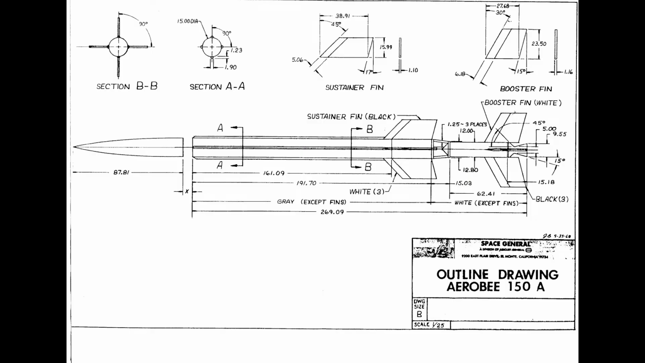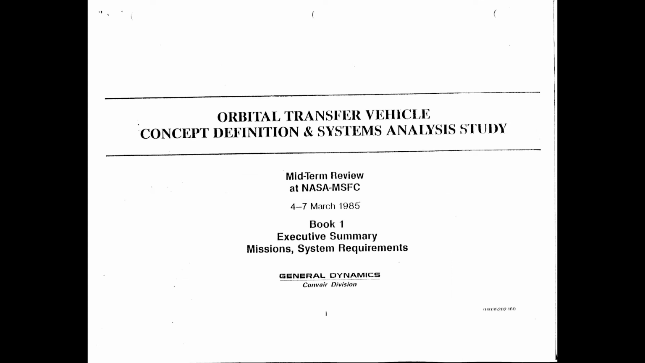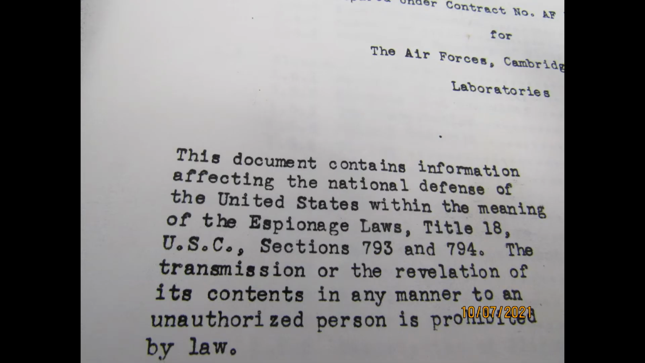This AeroB 150 outline drawing falls under ITAR. Another would be this report of the Orbital Transfer Vehicle Concept Definition and Systems Analysis Study. Another government warning that does not specify ITAR but would still fall under the same category, specifically the espionage laws, Title 18, covers those documents containing information affecting the national defense of the United States. The date stamp that you see is from the Curatorial Department camera.